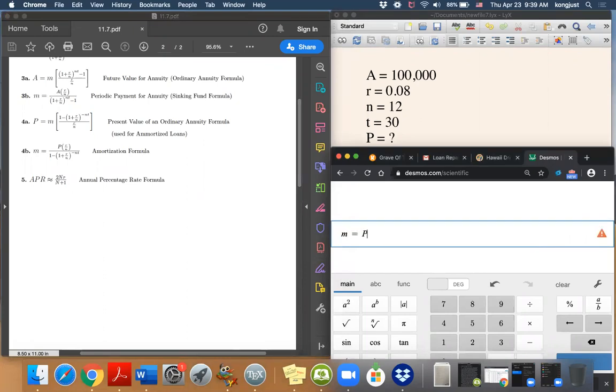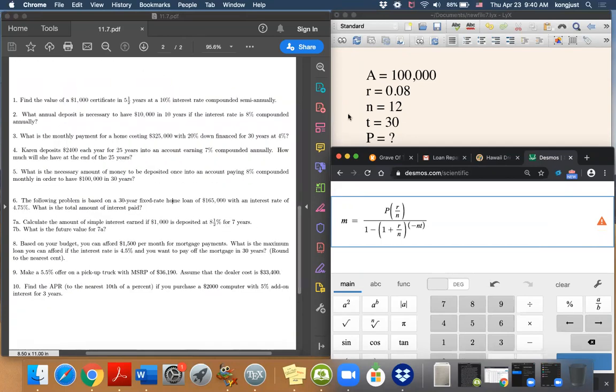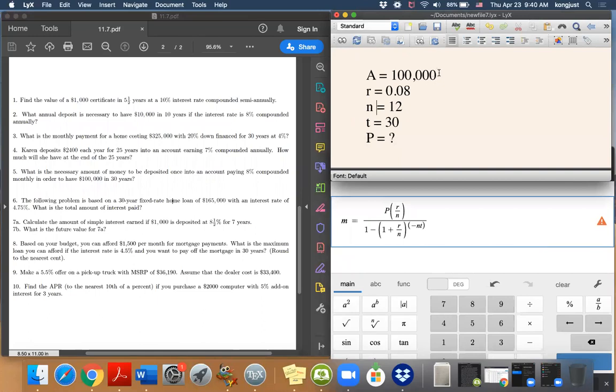M is equal to P times R over N, divided by 1 minus 1 plus R over N, negative NT. Let's just copy down the things that we know. Look at number 6. Let's see. P is the amount of the loan, 165,000. There's no down payment in this case. It's already taken care of. We're just looking at the mortgage itself.